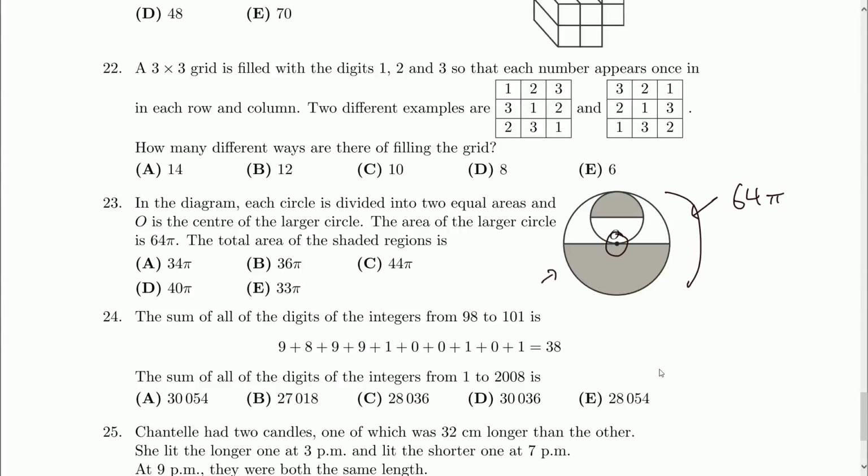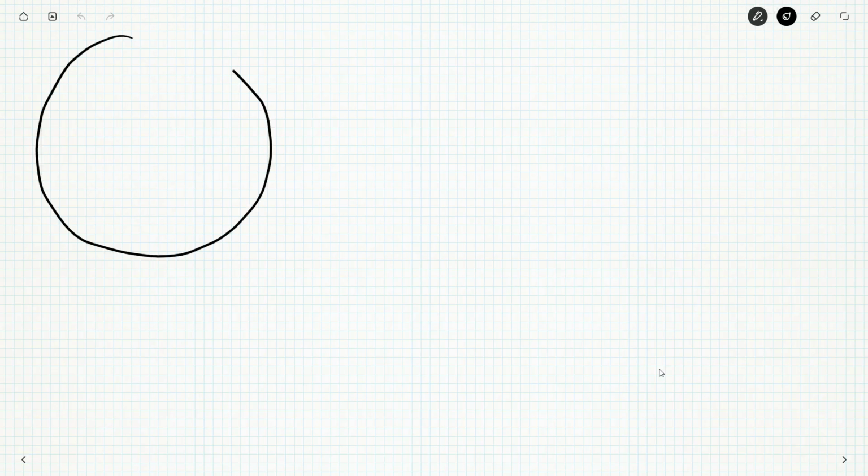if the whole circle is 64 pi, then this half of the circle is 32 pi, but the question is, what is this half of this smaller circle? And it is a circle, because they've mentioned that. So, what can we do? Well, let's go over to our notepad. We'll draw the picture as best we can.